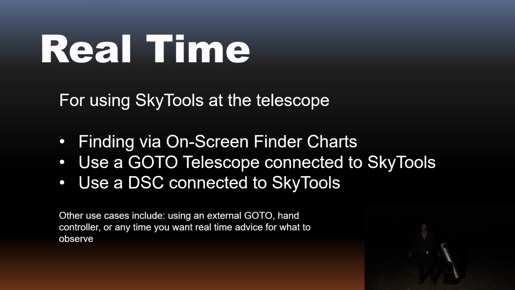This tool can directly control a GOTO telescope or a scope connected via digital setting circles. But it's important to remember that you don't need to use either of these. You can think of the real-time tool as an assistant, there to help you decide what to look at right now. Ultimately, this tool is meant for use at the telescope, regardless of how you observe.